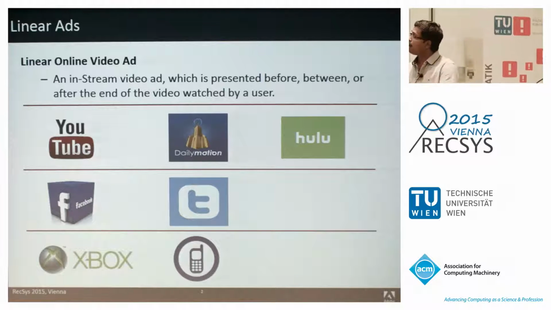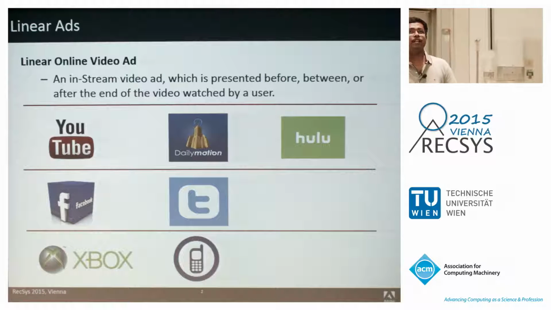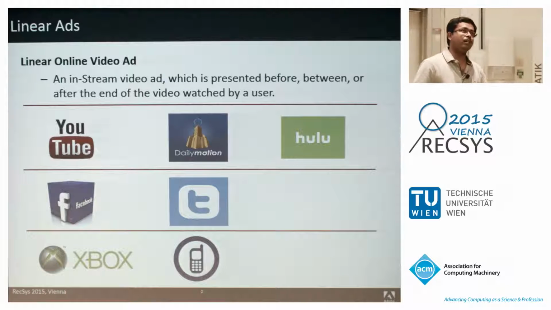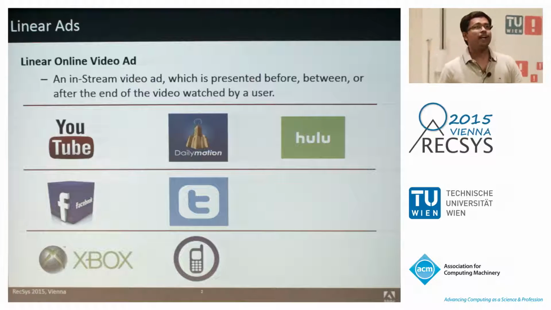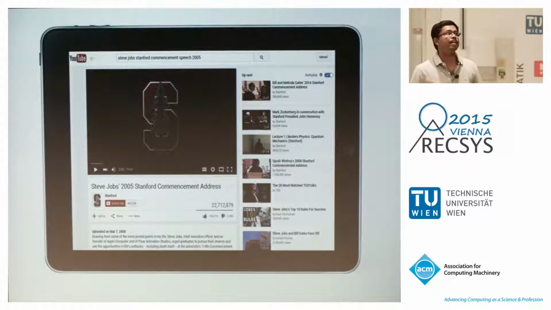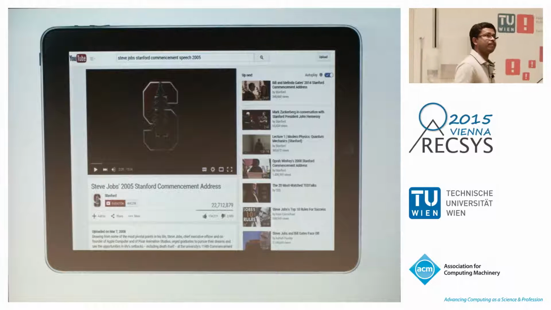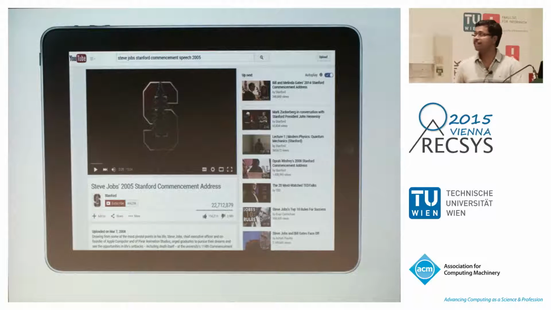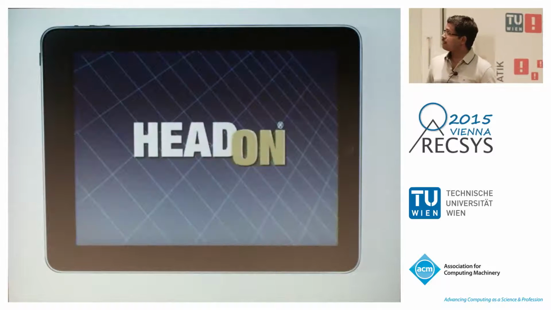Now the motivation for working on selection of linear ads came to me almost 2 years back when I was trying to watch the Steve Jobs 2005 commencement address at Stanford University. The moment I pressed play, this is how it started out.